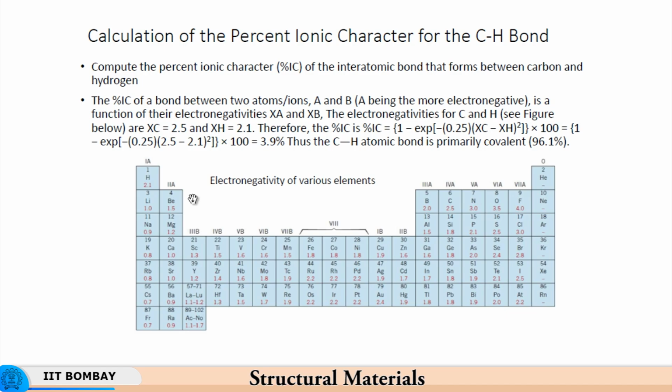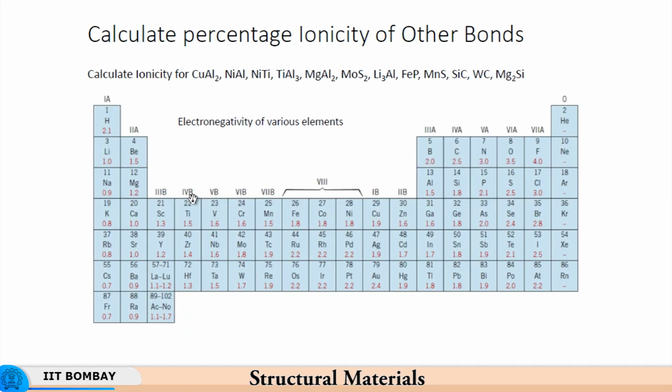Similarly, if you take carbon and hydrogen atomic bond, which is found in hydrocarbons and plastics, polymers for that matter, then you have just 3.9% ionicity, which means that the bond is primarily covalent. So, it is 96% covalent, meaning we practically regard it as a covalent bond.